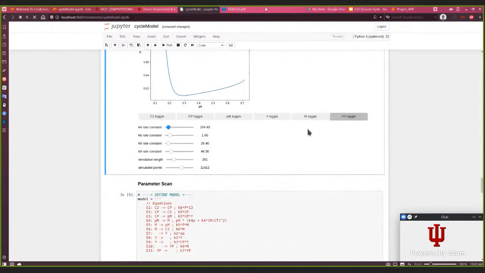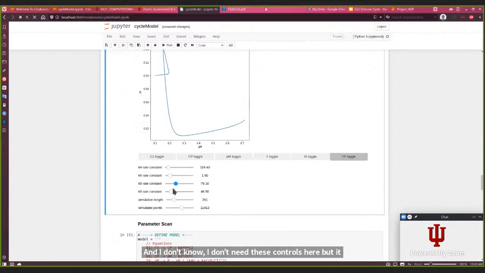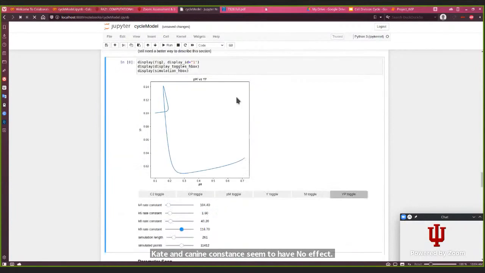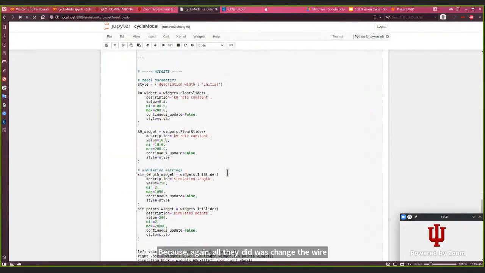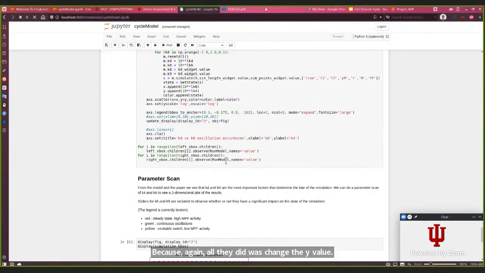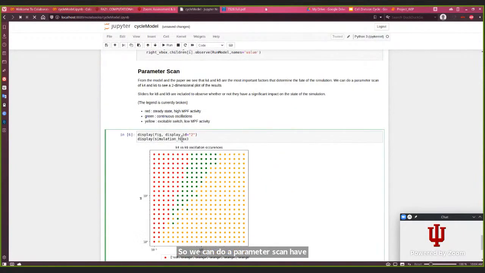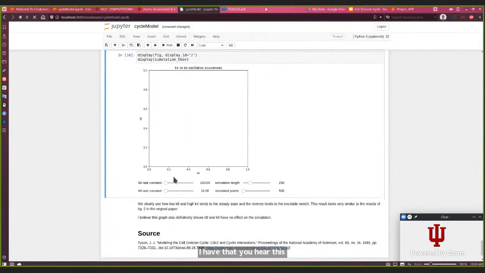I don't need these controls here, but you can see that, at least in this graph, the K8 and K9 constants seem to have no effect because all they did was change the Y value. So we can do a parameter scan. I don't know why I have that here. Oh, here it is, where we can control just K8 and K9 to see.